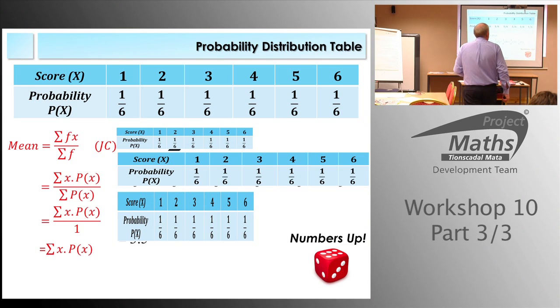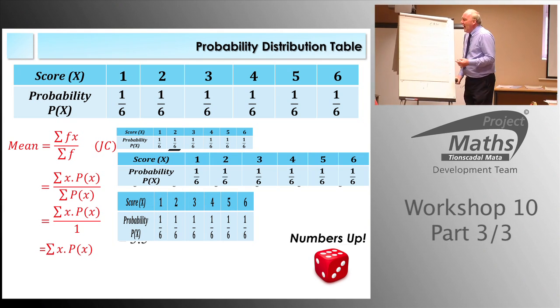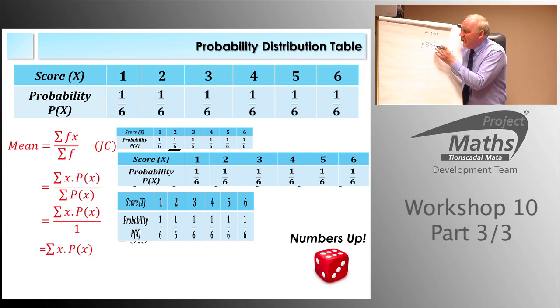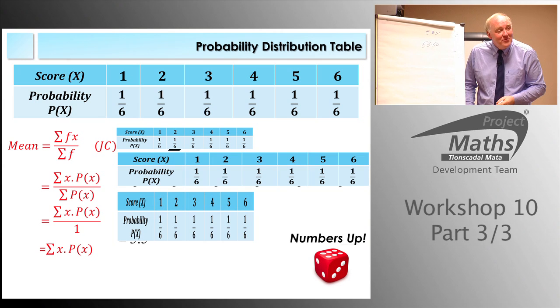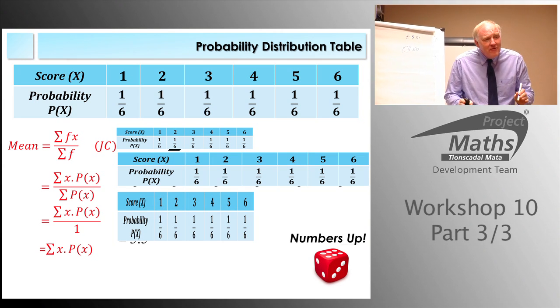Now, if we go back to our numbers up game, so therefore the average that I would expect if I play this game over a long period of time would actually be 350, isn't it? If I played that game, so our class average was actually quite close to that. Does that make sense now for us?